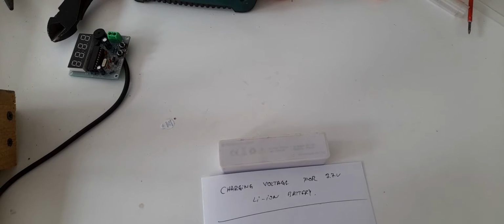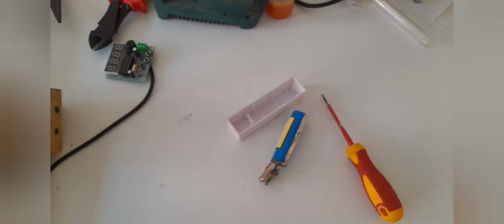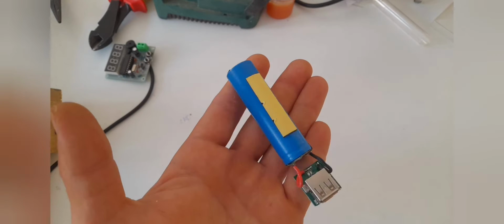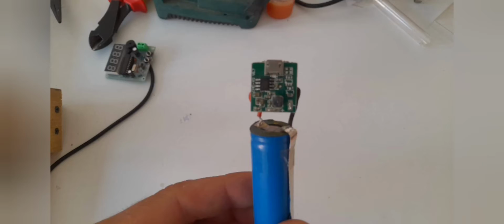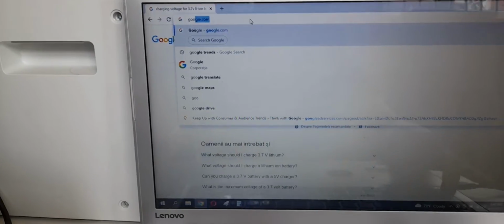So, charging voltage for a 3.7 volt lithium battery. All right, let's go to the computer. All right, let's go to Google.